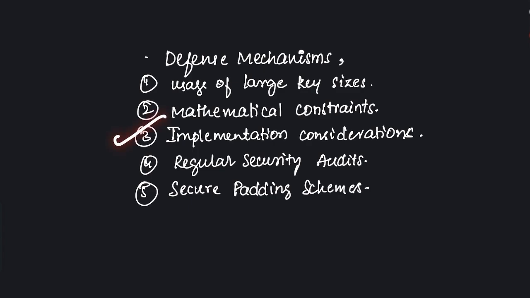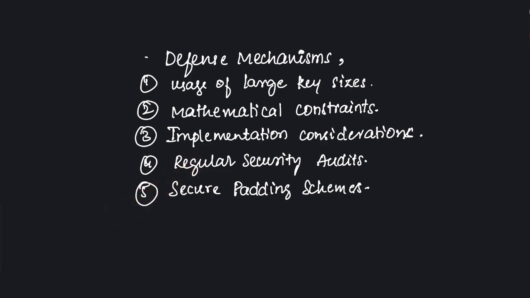Next, we have implementation considerations. By employing constant time algorithms, we can prevent timing attacks. Along with that, we have to implement the blinding techniques also. Yes, we have discussed this. Then we have regular security audits. Continuous assessment of the cryptographic environment will help us identify and rectify any vulnerabilities. If they pose a great threat, then they need to be addressed then and there.